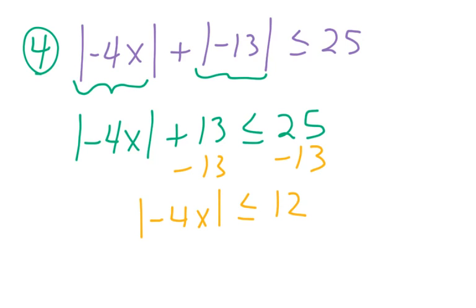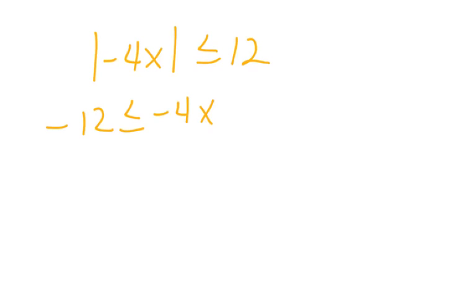And then I am going to break it up into cases. So it's the absolute value of negative 4x is less than or equal to 12. Then I break it up as negative 12 less than or equal to negative 4x less than or equal to 12. And then I divide everything by negative 4.